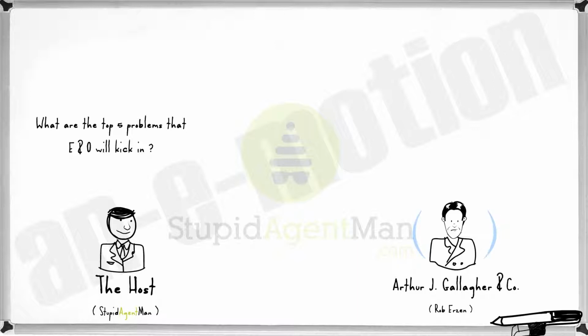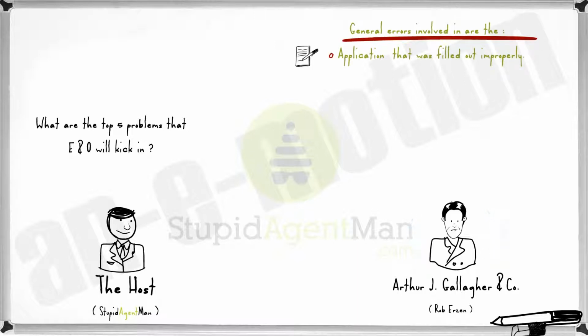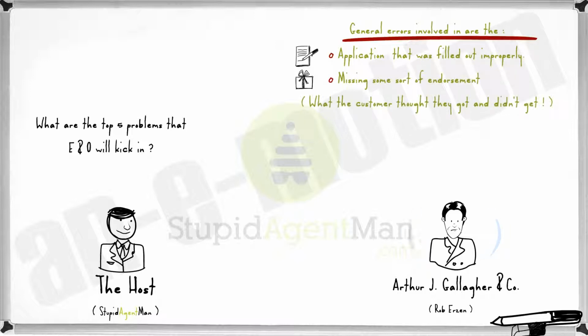Not too much on the annuity side specifically, but on the fixed life side, I see that the general errors involve the application being filled out improperly. There was a missing endorsement or a rider that the customer thought they got and didn't get. In the accident and health world, we have not submitting the medical application appropriately on time.